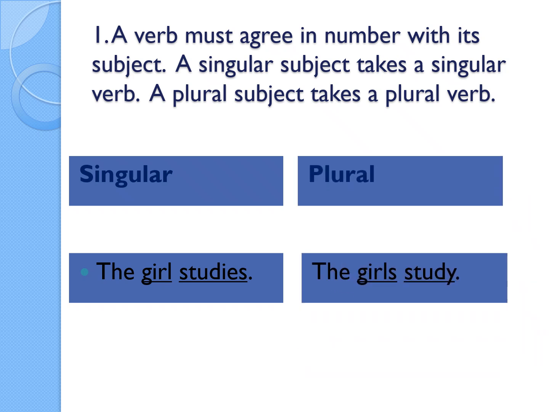Another example: the girls study. What is the subject in the sentence? The subject in the sentence is the girls. It is plural. There are two or more persons involved, girls. So the verb is study, a plural form of the verb.